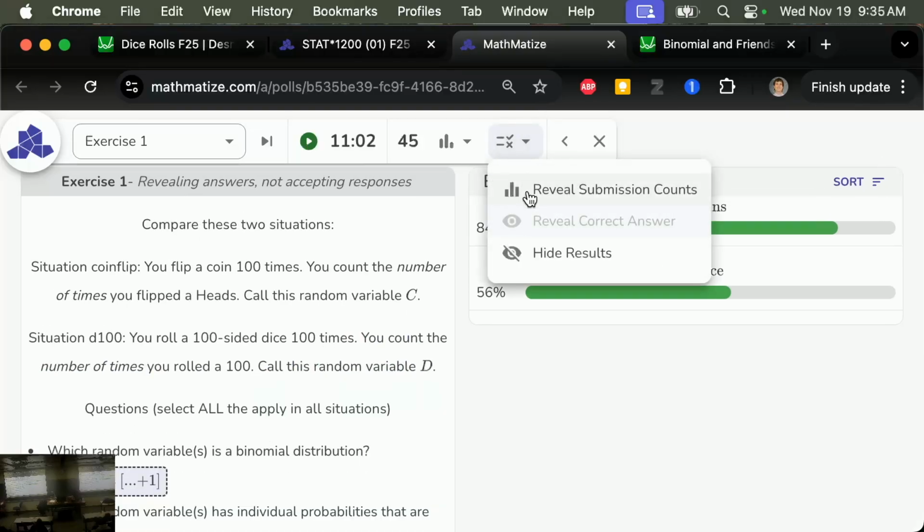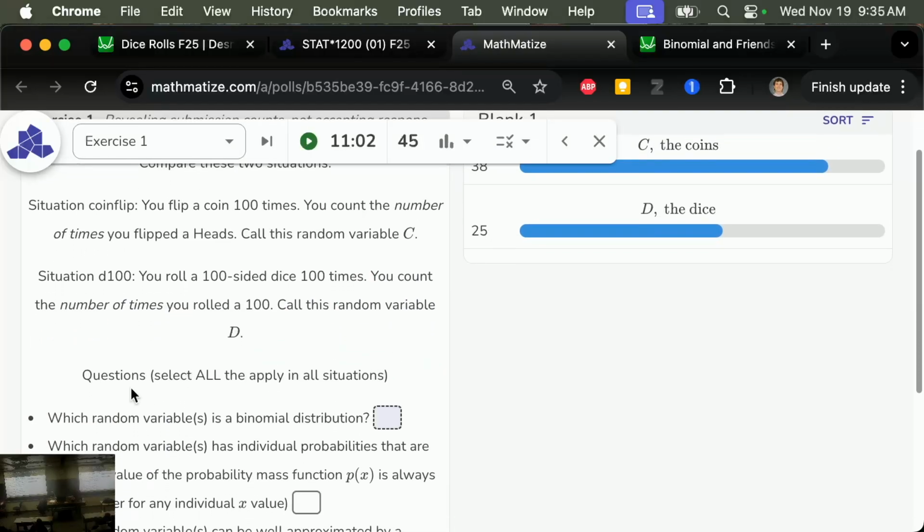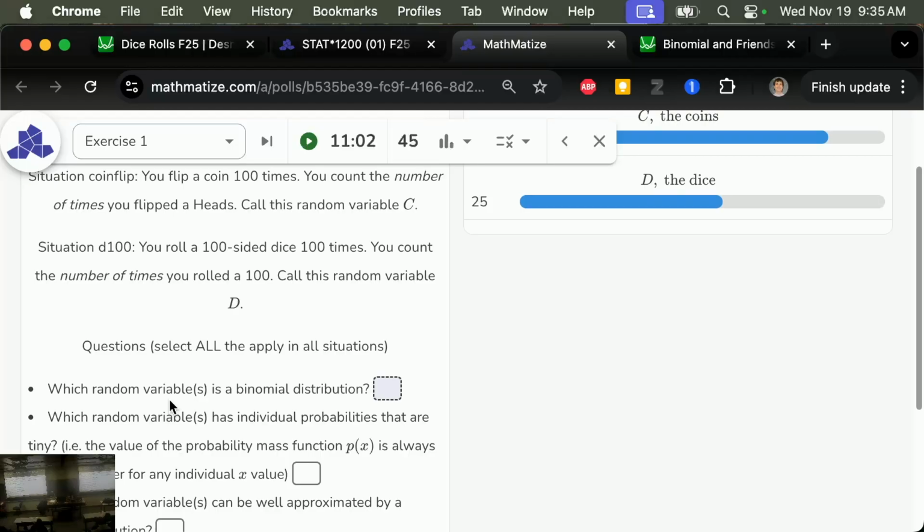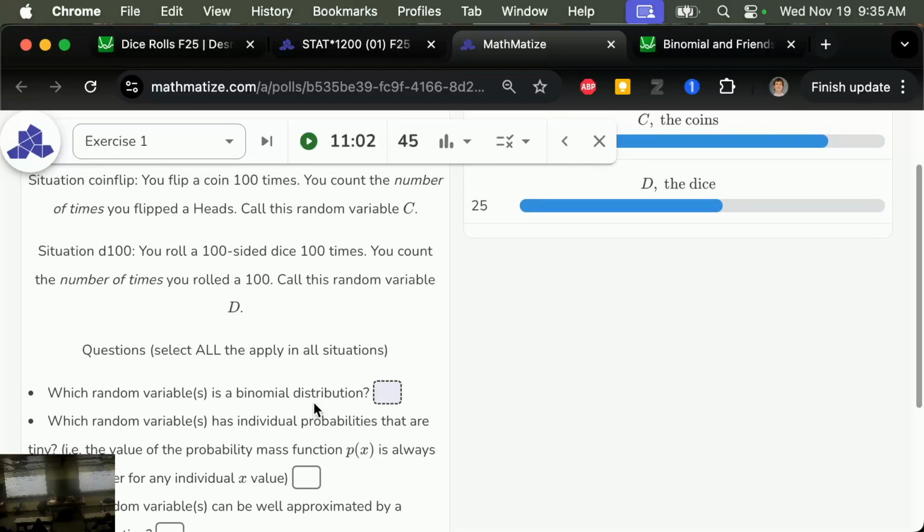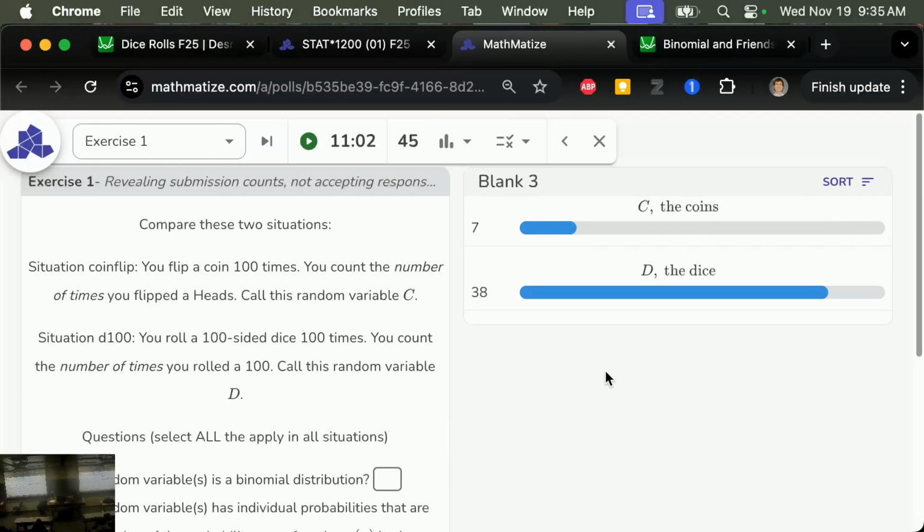And let me reveal only the counts. Okay. Which random variable has individual probabilities that are tiny, i.e. the value of the probability mass function, which is the probability you're exactly equal to some value x, which one is tiny? This is exactly related to the very last thing we did on Monday's class. When is it that the probabilities get really tiny? And people said D, the dice. The individual probabilities for D, the dice, are tiny.